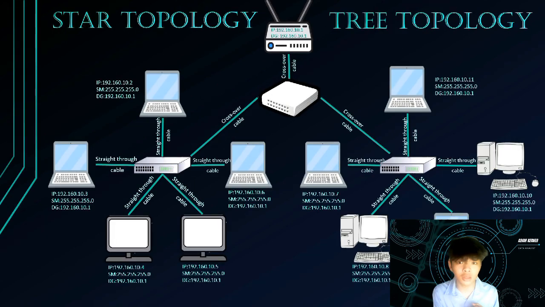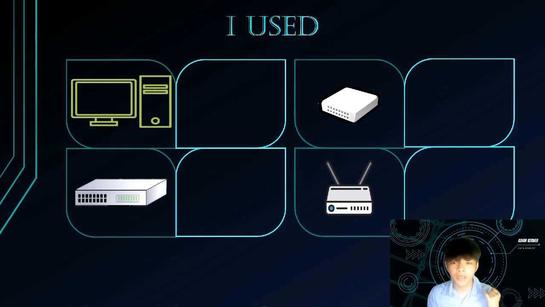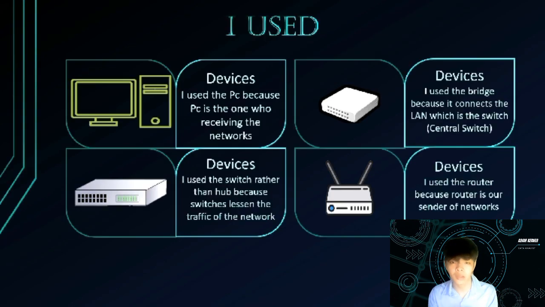So this is the reason why I use these devices. I use the PC because the PC is the one receiving the network. I use the bridge because it connects the LAN, which is the switch. I use the switch rather than a hub because switches lessen the traffic of the network. I use the router because the router is the center of our network.